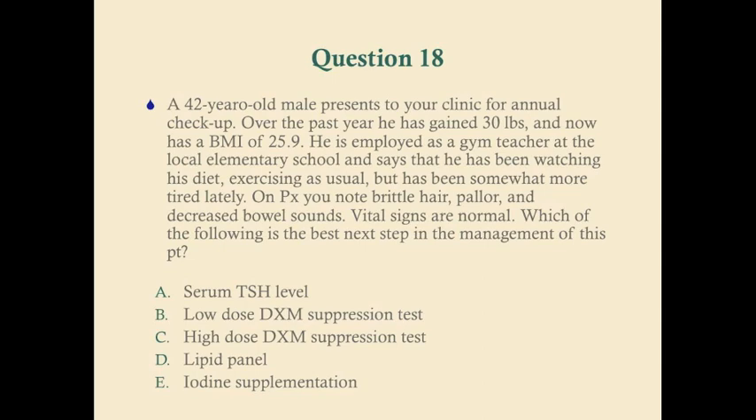Which of the following is the best next step in the management of this patient? A, serum TSH level. B, low-dose dexamethasone suppression test. C, high-dose dexamethasone suppression test. D, lipid panel. Or E, iodine supplementation. And the answer here is A, serum TSH level.